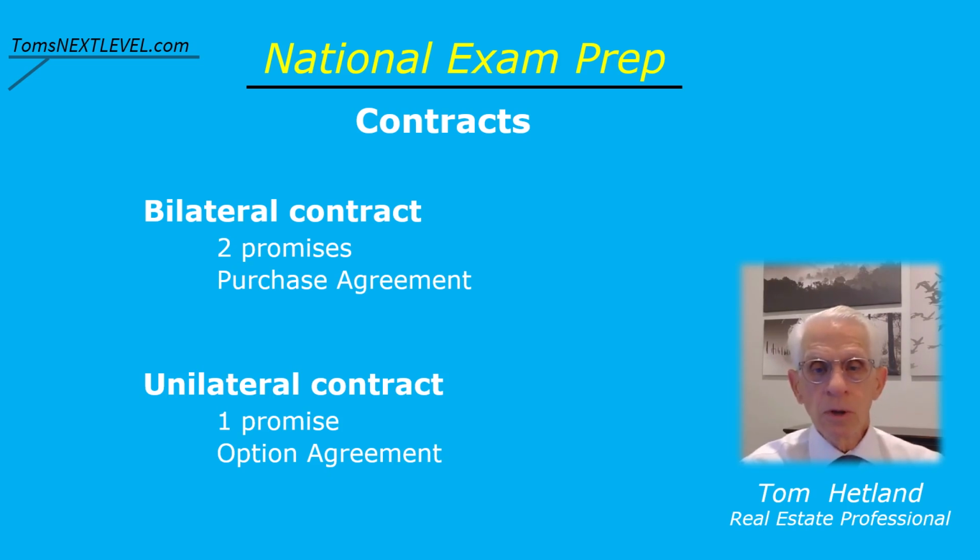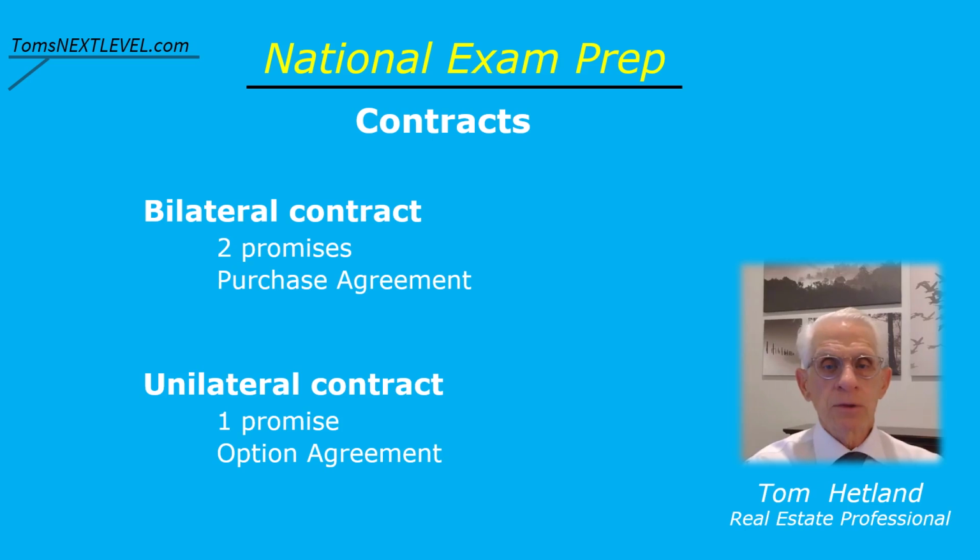A unilateral contract is where only one of the parties makes a promise. An example of that would be an option agreement. If I come to you and say, I'd like to buy an option to buy your property. Let's use that as an example. We'll talk about options in a minute, but it would basically work this way. I give you some money in the option agreement, and you give me the option to buy the property within a set period of time. Let's say within a year, you've given me an option to buy your property for $300,000.